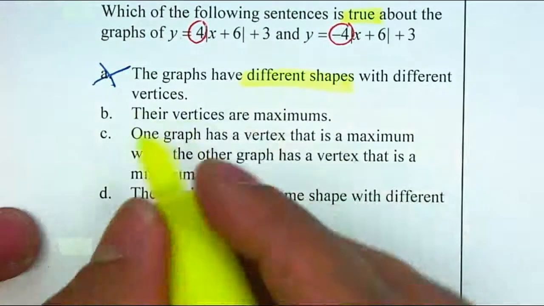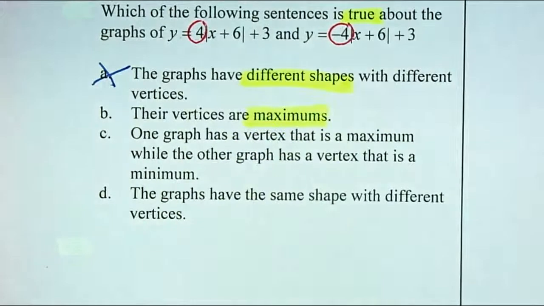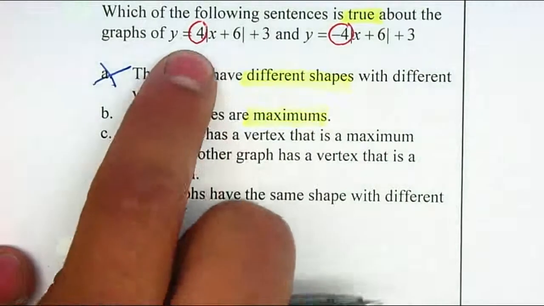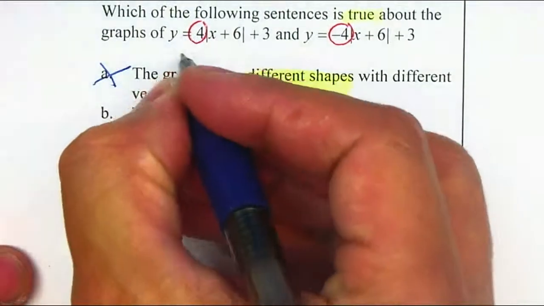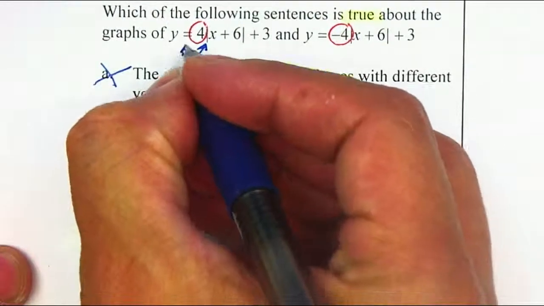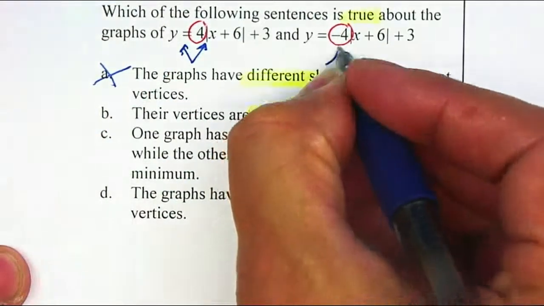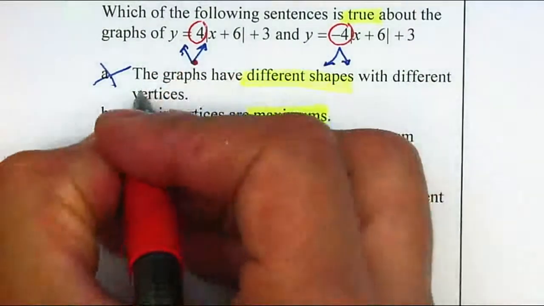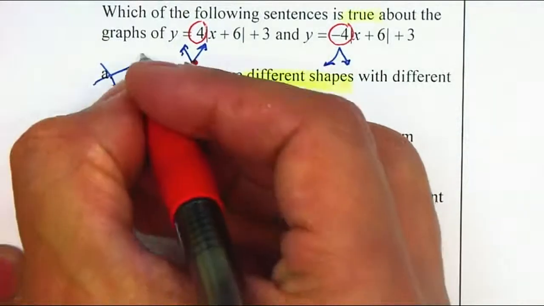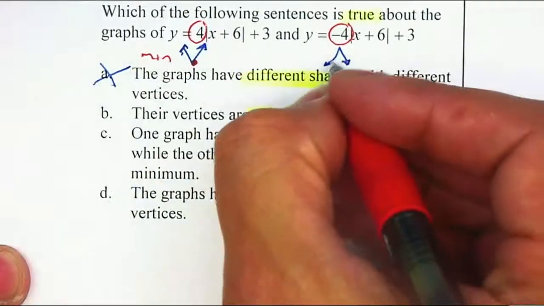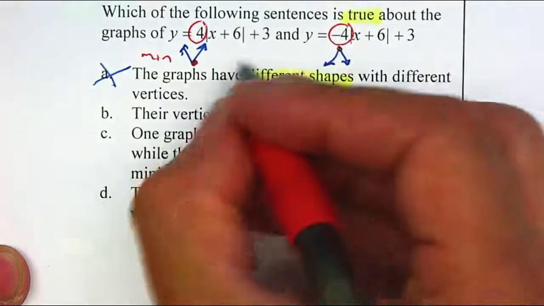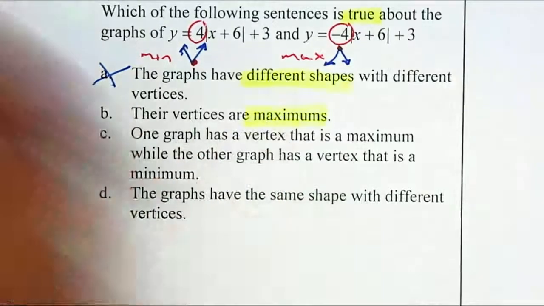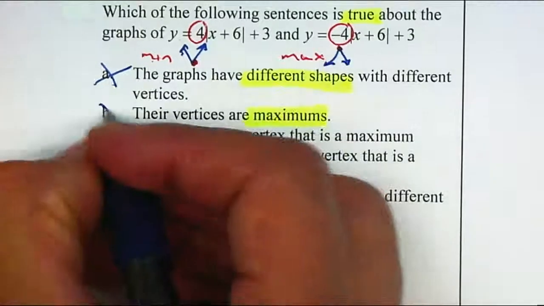Letter B. The vertices are maximum. So you need to think, what tells me if the vertex is a maximum or a minimum? Correct, the A value. In this case, this is positive, so it's facing up. This is negative, A value is negative, therefore it's facing down. Remember, if it's facing up, the vertex is the lowest point, therefore this is the minimum. If it's facing down, the vertex is the highest point, so therefore that is the maximum. So are the vertices both maximums? No. One of them is a minimum, the other one is a maximum.